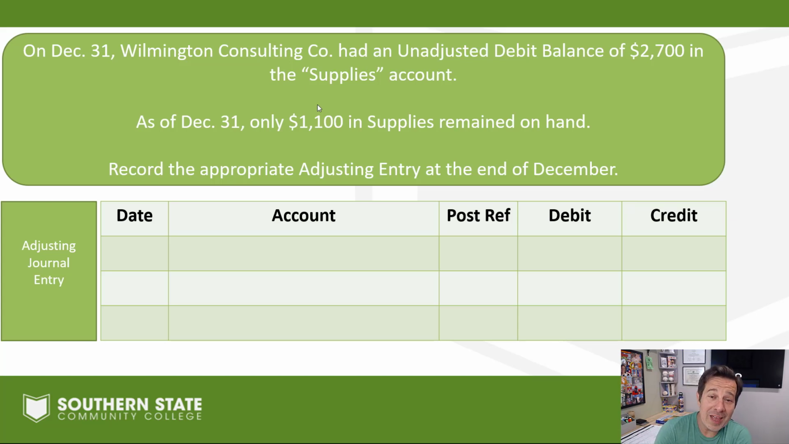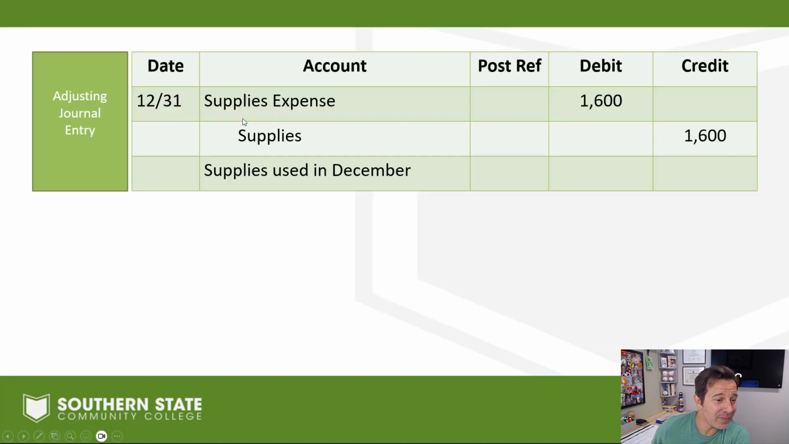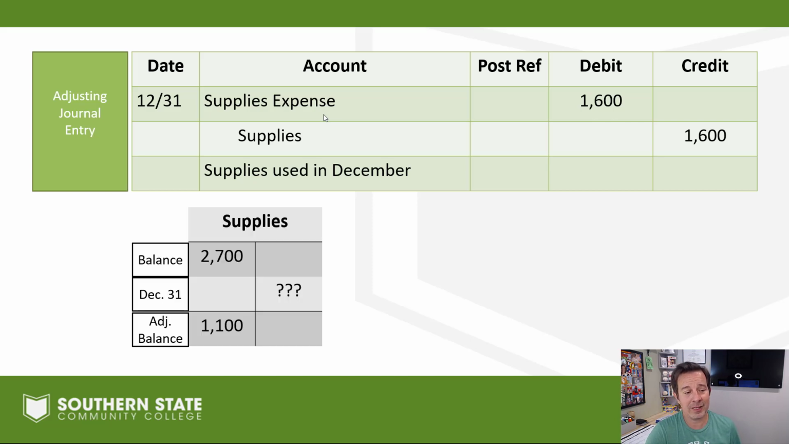All right, hopefully you've had an opportunity to make that entry. Hopefully, moreover, it looks like what you see right here. We have a debit to supplies expense, $1,600, and a credit to the asset account, $1,600. And again, breaking it down from a T account standpoint, we began with a $2,700 balance. We need to get it down to $1,100. We subtract the two. We got $1,600 to plug in there on our entry.